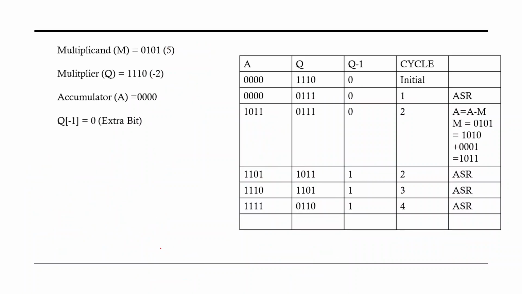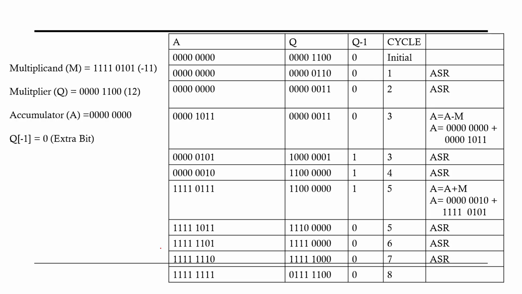So now I will go for 8-bit. So 8-bit means it's minus 11 and 12. Since it is minus 11, we have indicated it by means of 2's complement value.